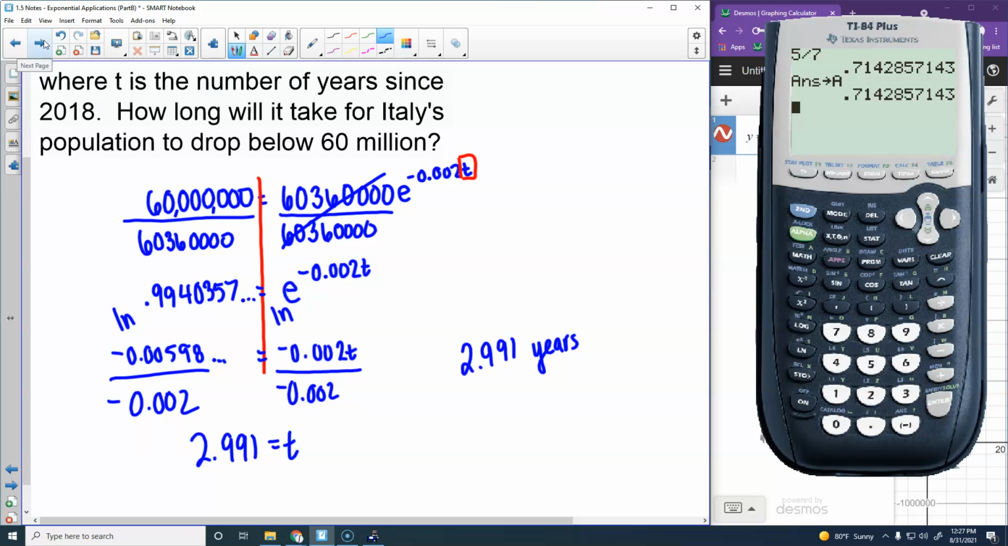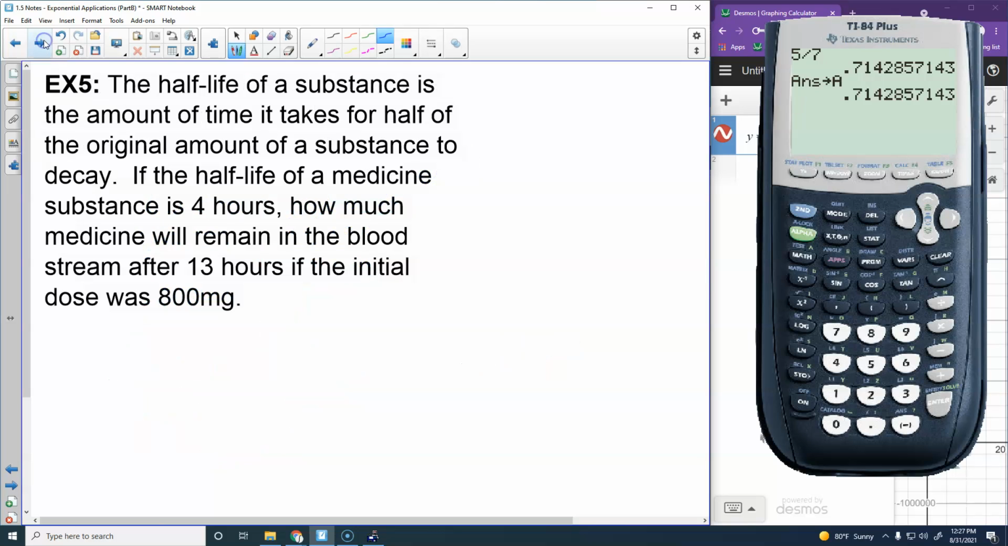And even if it's not continuous growth, even if it's yearly growth, it's still okay, because whenever you think about the graph, it's still smooth.